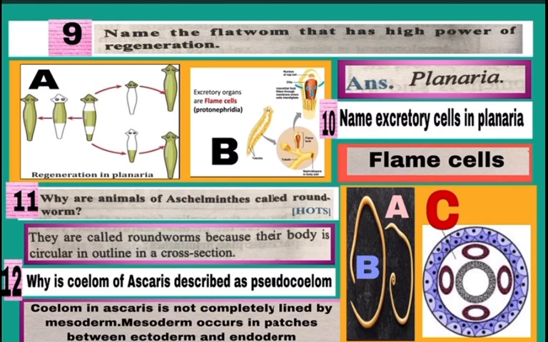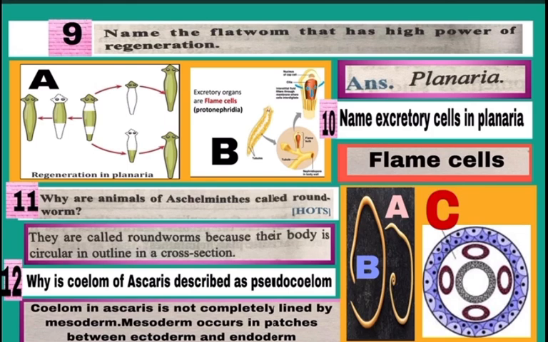Question number 10. Name excretory cells in planaria. Excretory cells in planaria are flame cells. Question number 11. Why are animals of Aschelminthes called roundworms? They are roundworms because their body is circular in outline in a cross section. Means their body is circular in shape. That is why they are called roundworms. You can see A and B diagram.